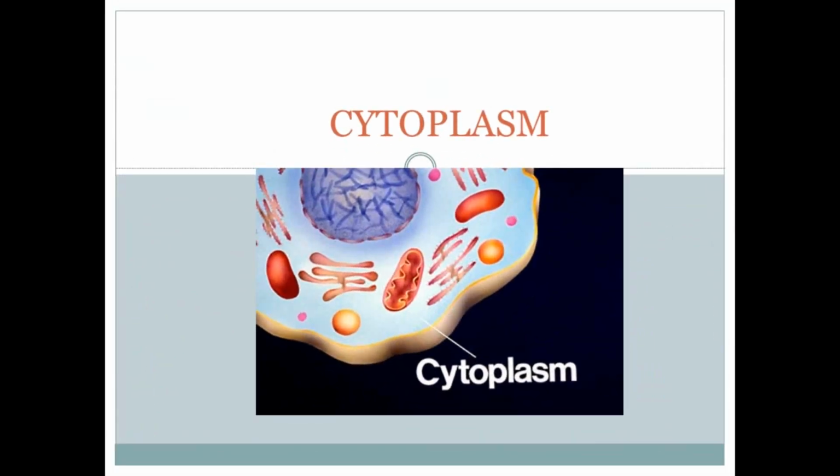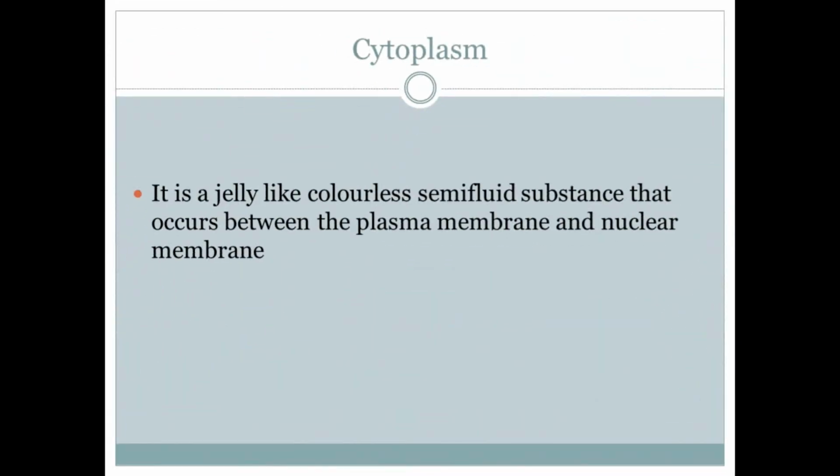We have studied the first two basic components of the cell. Now we have to study the third basic component of the cell, that is the cytoplasm. Cytoplasm is a jelly-like, colorless, semi-fluid substance that occurs between the plasma membrane and the nuclear membrane. The plasma membrane forms the outer covering of the cell and the nuclear membrane forms the outer covering of the nucleus. The substance in between them is called the cytoplasm.